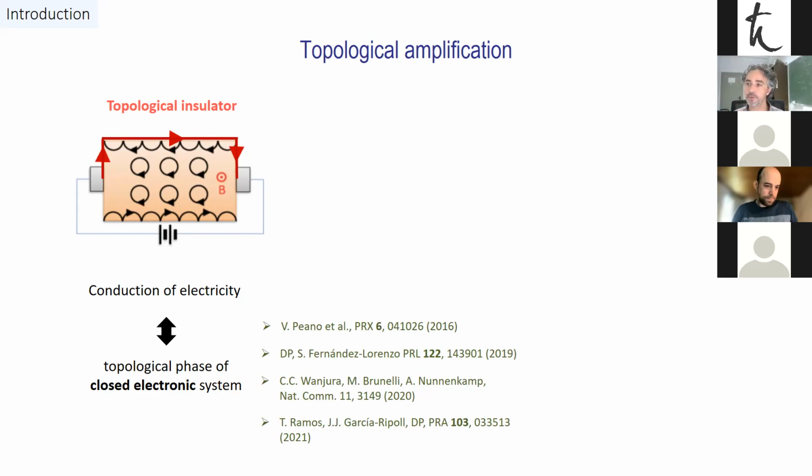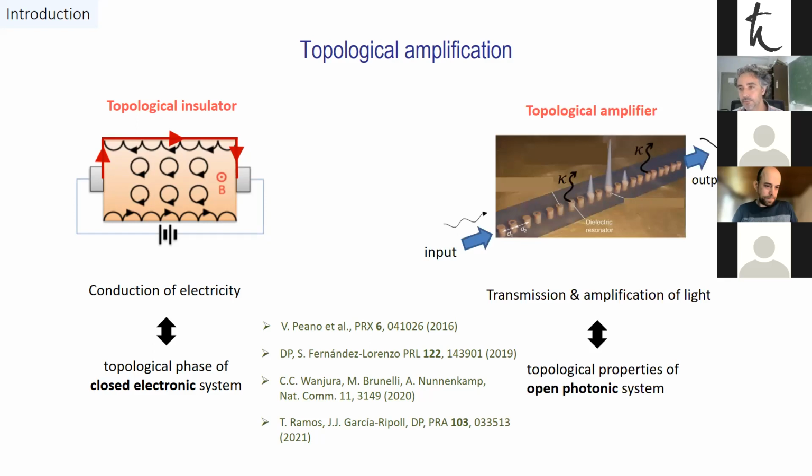It's a formal property of the Hamiltonian that defines the topological insulator, but this property is related to an observable, and in particular, to the electrical current that is conducted by this system. So we would like to trace an analogy with photonic systems by investigating how topological properties affect the response of the system to an input signal.